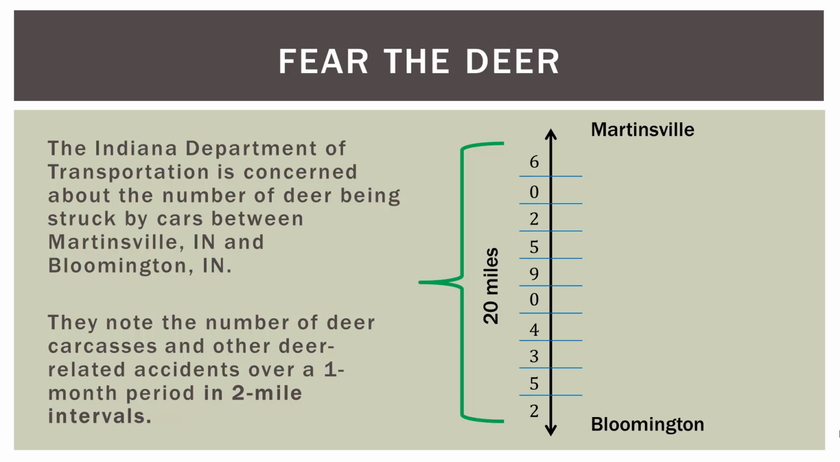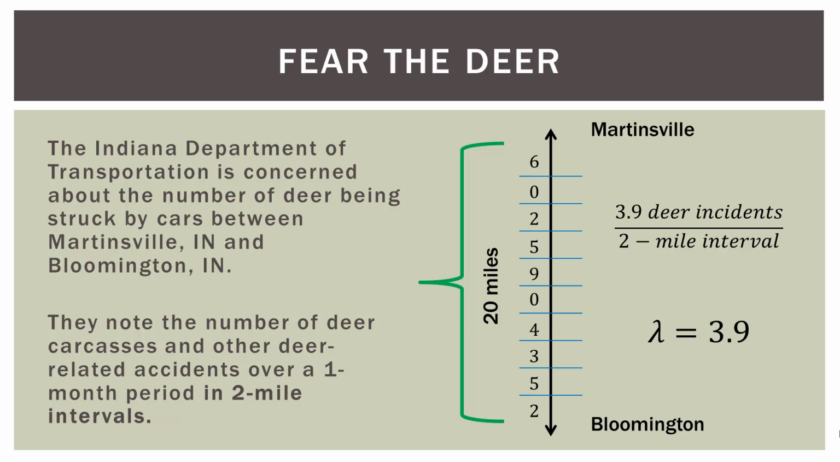Now we need to find the average number of deer incidents per 2-mile interval. So when we add all those up, that is 39 incidents. Now how many intervals are there? Well, there are 10 2-mile intervals. So divide by 10, and that comes out to 3.9 deer incidents per 2-mile interval. So what that means is that our lambda in this case is 3.9.